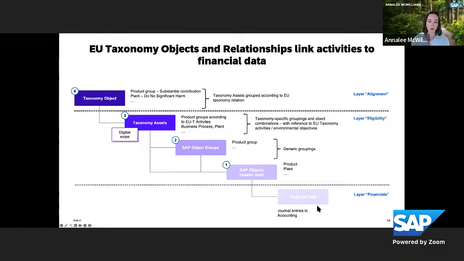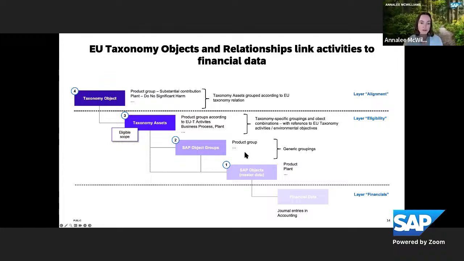This is the data that we're going to use to figure out exactly how much of your turnover is related to this specific product. Then when you go into the master data of Sustainability Control Tower and of your SAP system, you're selecting SAP objects in the master data that are relevant for your analysis. So in this case, we're going to select the product. We're also going to take a look at the plant because we might need to look at it for the do no significant harm evaluation.